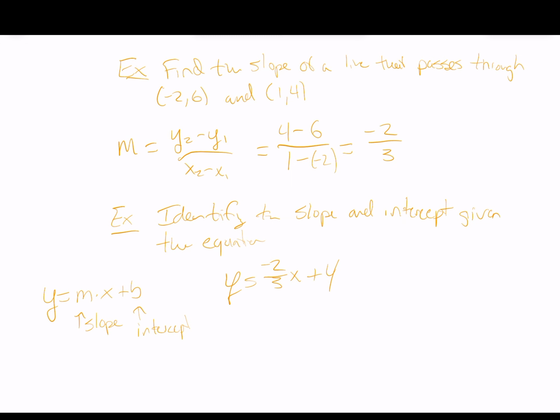Well, the slope is the coefficient in front of x, so m is equal to negative 2/3, just like we saw before. What is our y-intercept, or b? Well, that's a positive 4. So that means that the y-intercept, that's the point where the line crosses the y-axis, will happen where y is equal to 4. We can always substitute x equal to 0 to find the y-intercept. But if it's in slope-intercept form, we don't have to do that because we can just see what b is right away.